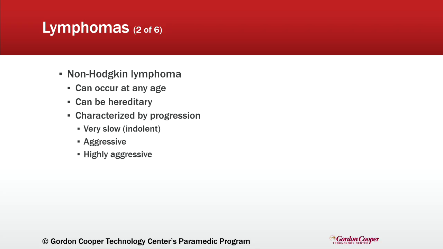There's indolent, which means the disease may never leave the lymphoid system, it's just going to stay there. Then there's the aggressive, which means the disease will progress more rapidly and spread. And then the highly aggressive, this will typically affect multiple organs in a very short period of time.